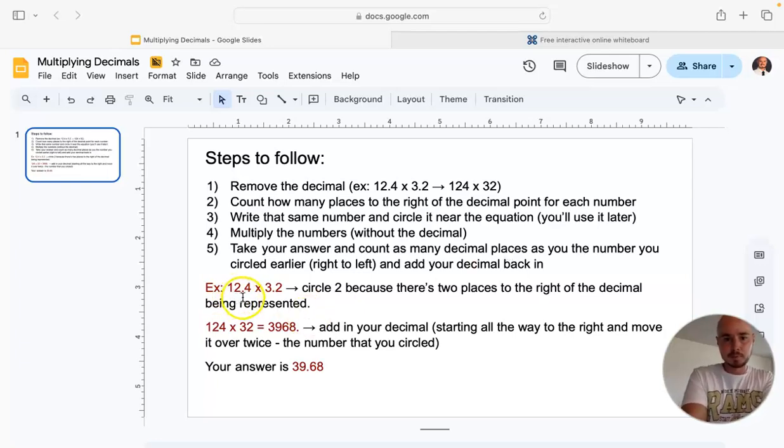So let's look at what that would be like. So it's 12 and 4/10 times 3 and 2/10. I'm circling a 2 somewhere near my problem. So I could write it right here and circle it right there. That's just a reminder, okay, when I'm done, I'm moving it that many times back.